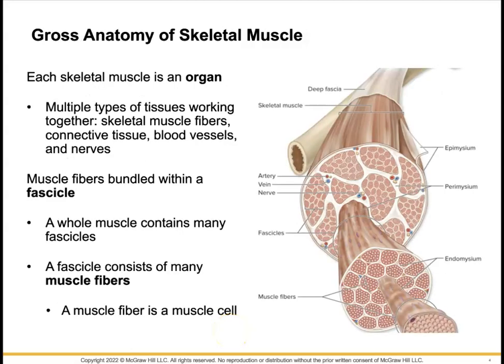Just like you learned when you were studying the skeletal system, each bone is an organ. In the muscular system, each muscle is an organ. So we have many different types of tissues that make up what we think of as a muscle. Obviously, you've got to have skeletal muscle fibers. There are connective tissues that separate and bind things together. There's an extensive network of blood vessels because we have to get a lot of oxygen to those muscles.